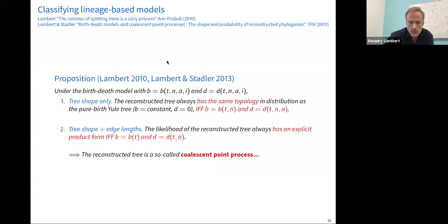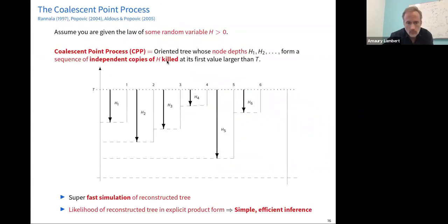So what is a coalescent point process? Assume you're given the law of some random variable, capital H, which is positive. Then the coalescent point process can be defined as the oriented tree whose node depths H1, H2, H3 form a sequence of independent copies of H killed at its first value larger than capital T.